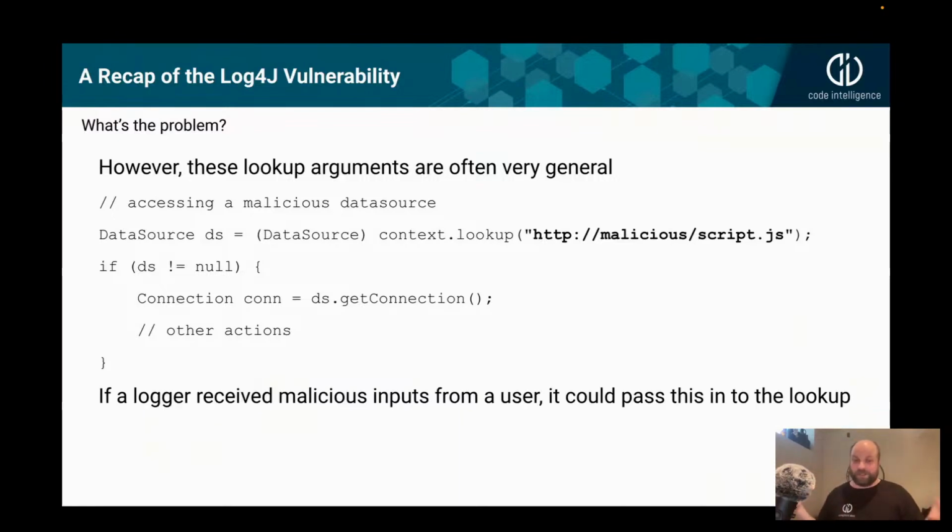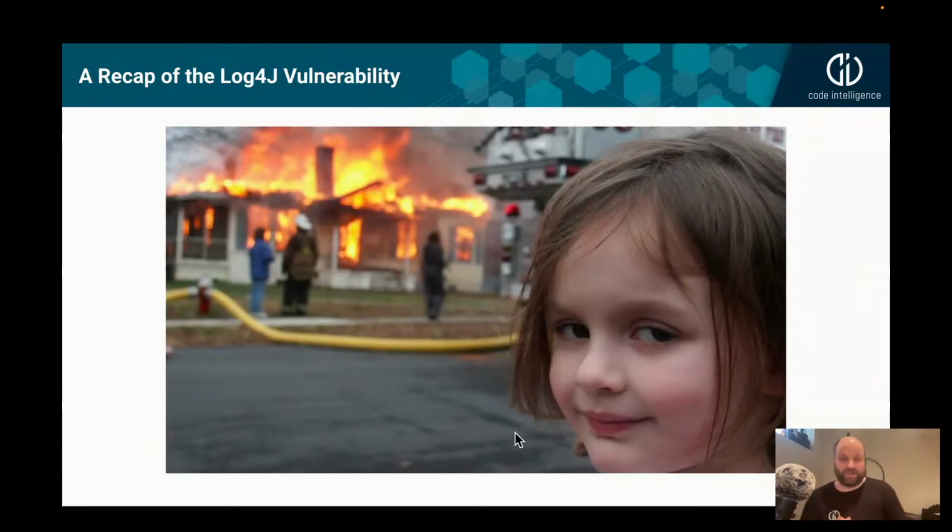And if a logger received malicious inputs from a user, this is kind of the core of why Log4j was rough and why it was so severe. If a malicious actor is able to pass malicious inputs to the logger, it could pass this downstream into this lookup. This lookup could be used to connect to a malicious service or something that could then in turn get a remote code execution, remote connection into your system. And well, this is just not great.